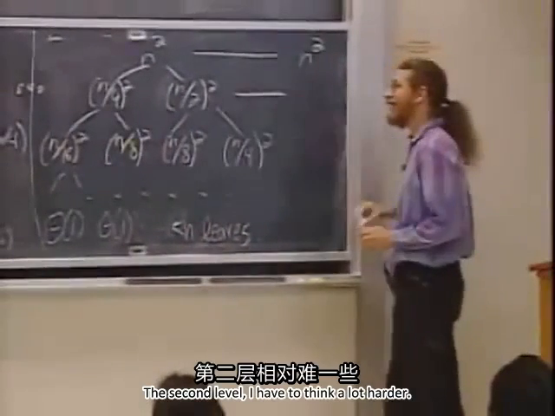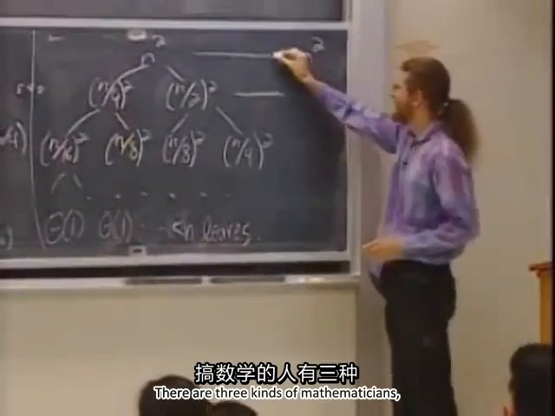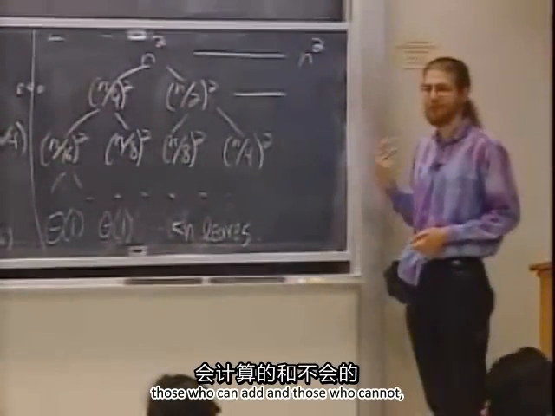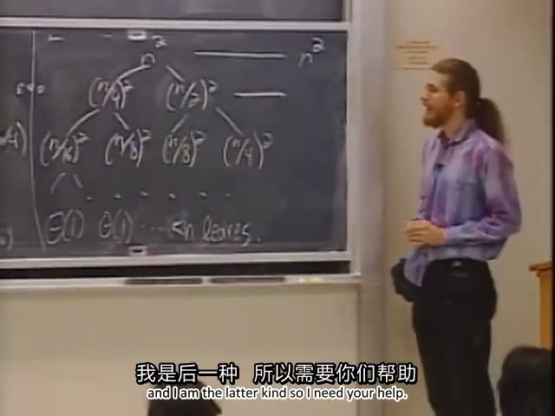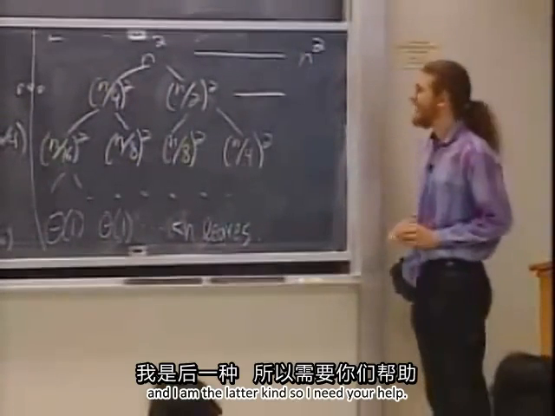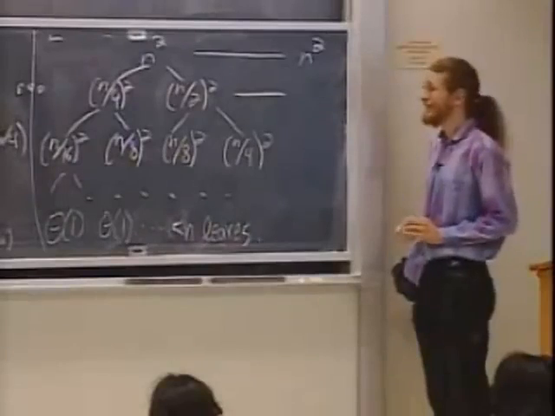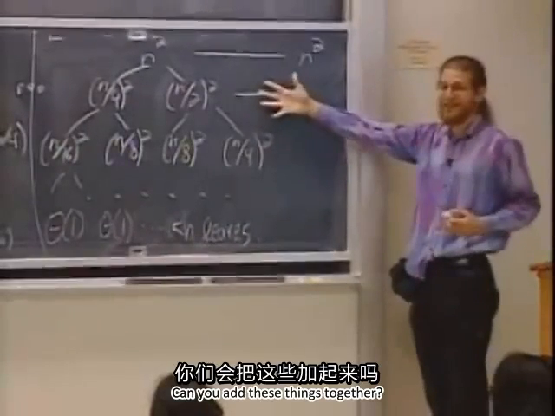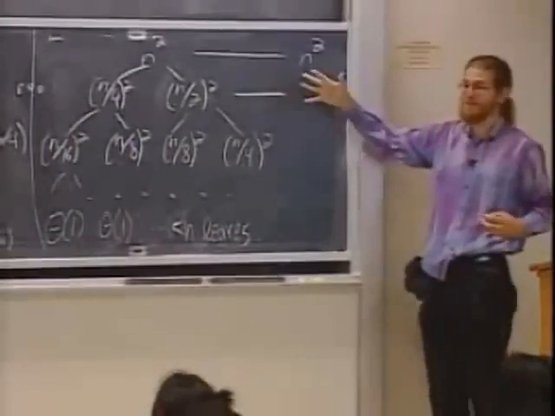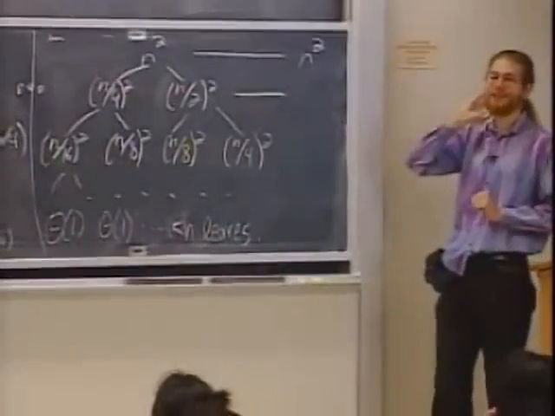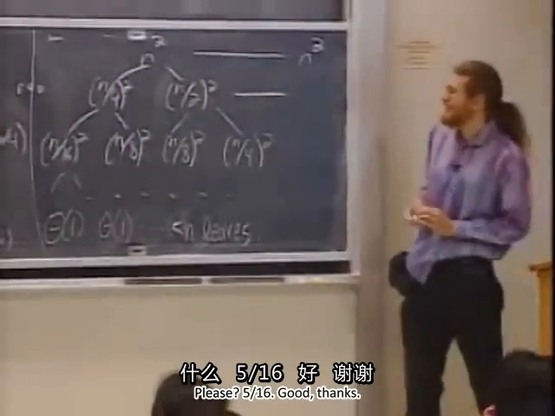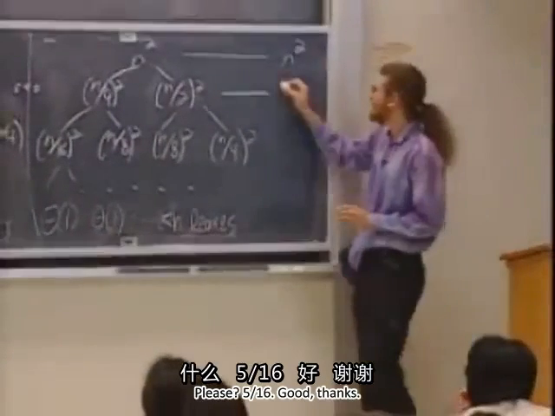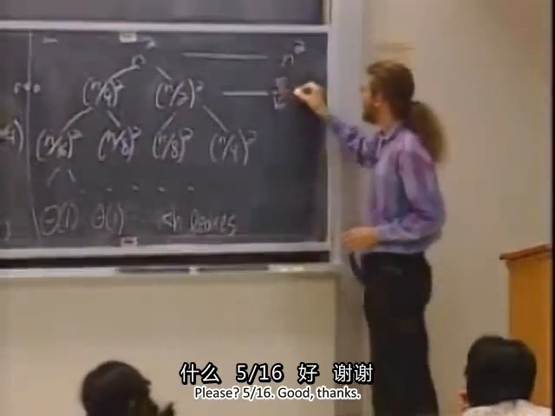Second level, I have to think a lot harder because there are three kinds of mathematicians, those who can add and those who can't. And I'm the latter kind. So I need your help. Can you add these things together? It's n squared over something. Please? Oh, 5 over 16. Good. Thanks. 5 over 16 n squared.